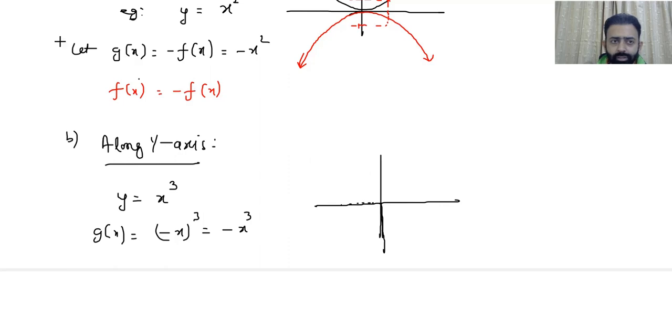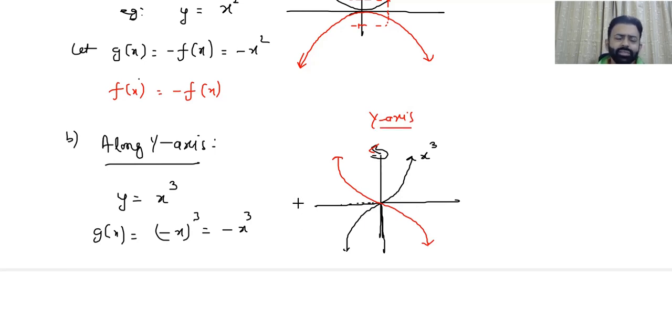So earlier, let me draw the graph of f(x) first. This was x cube. If x is positive, now this becomes negative, so it will be reflected along the y-axis. For x equal to 1, now at x equal to minus 1, it will be positive. So it will look like this. It is just a reflection along the y-axis.